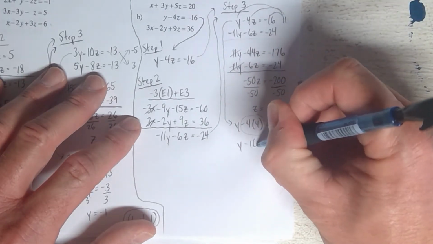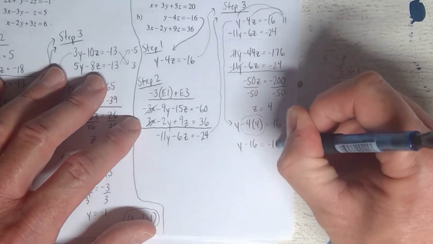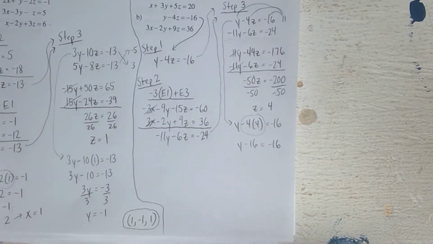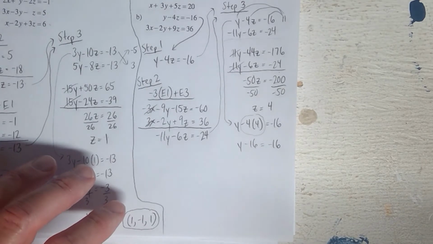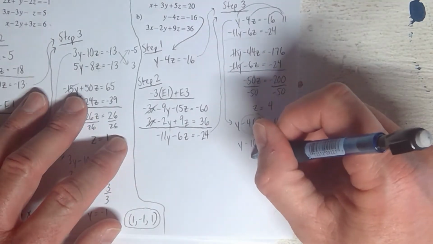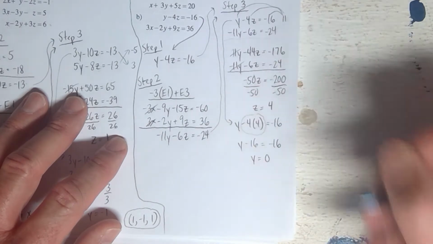Figure out what that term is equal to that you plugged into first, and we got that right there. Plus negative 16, same thing as minus 16. And that's going to be what here? If I add the 16 over, I'm going to get y equal to 0.